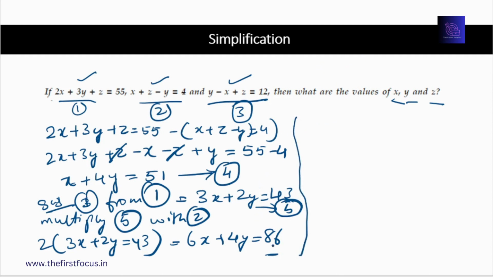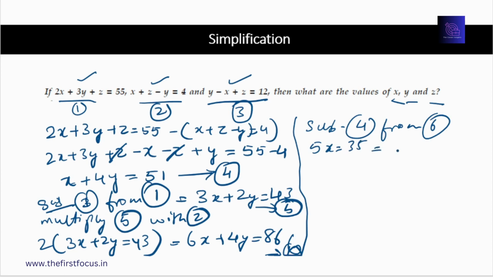So now what I'm going to do is, this is my equation 6. I'm going to subtract equation 4 from equation 6. When I subtract equation 4 from 6, I will get 5x is equal to 35, which is x is equal to 7. So we got the value of x. Now I have to use the value of x in any of these equations, so I'll be able to find the value of y and z.